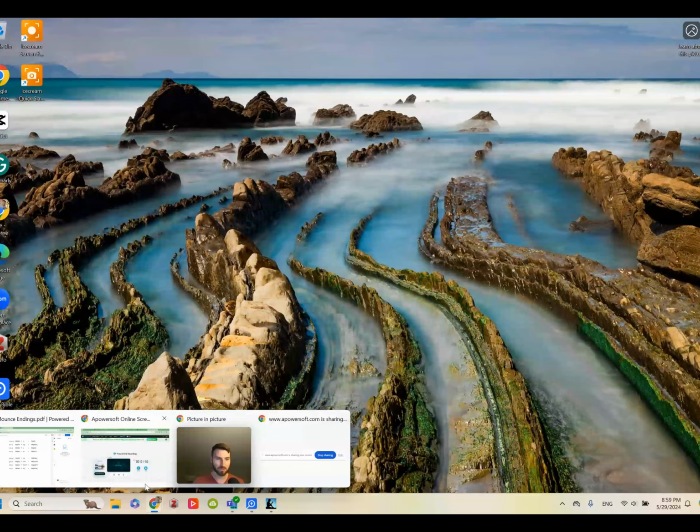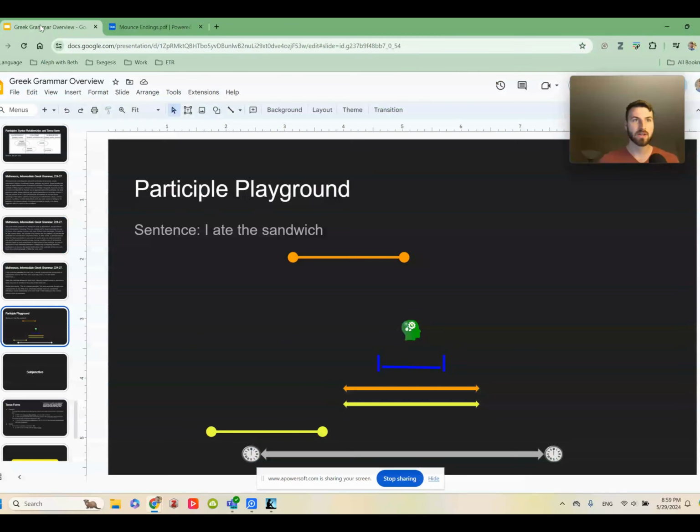So going to our playground here, let's talk through how this works with verbal aspect. Because if you remember, outside of the indicative, you shouldn't think tense. You shouldn't think time. You should think aspect. And so participles are not indicative, and so you shouldn't be thinking tense. You should be thinking aspect.